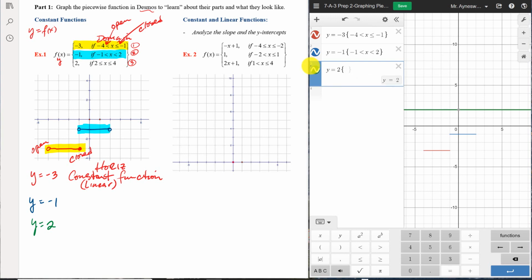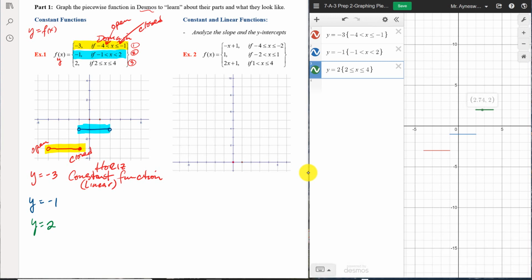So I'm teaching you how to type in piecewise functions in Desmos, and I'm also teaching you how to recognize what constant functions look like. So you're supposed to learn from this. So 2 is less than or equal to x, which is less than or equal to 4. There's your restricted domain. And notice that we have another segment. It starts at 2 and goes to 4, and that's in green, and they're both closed.